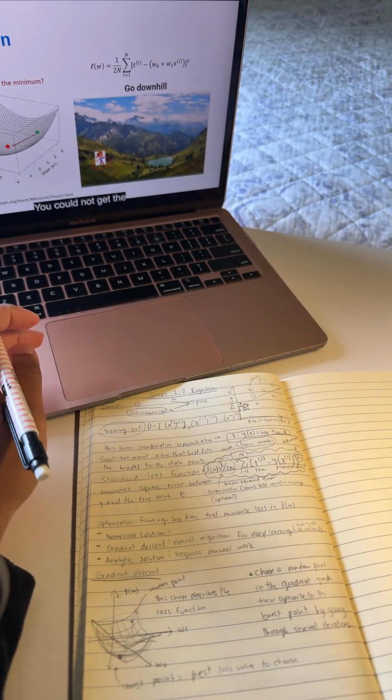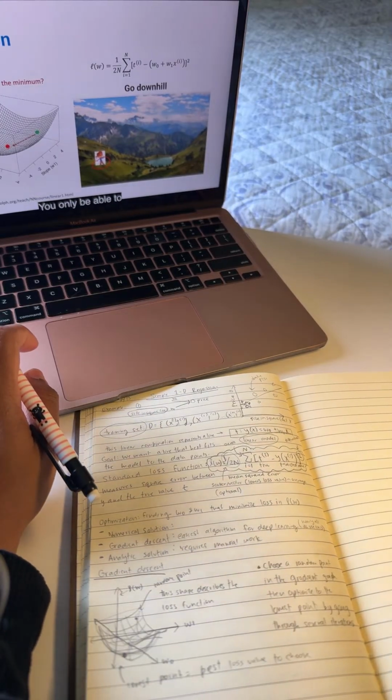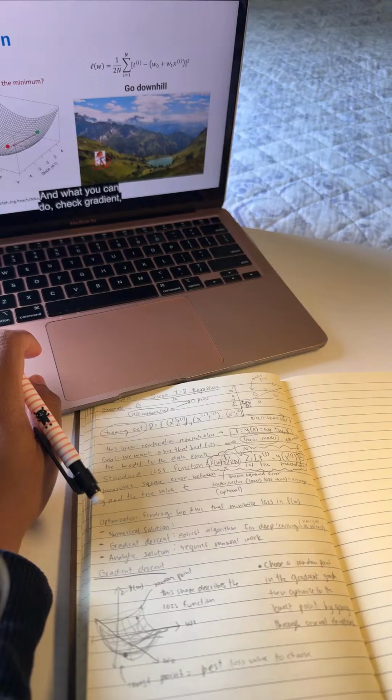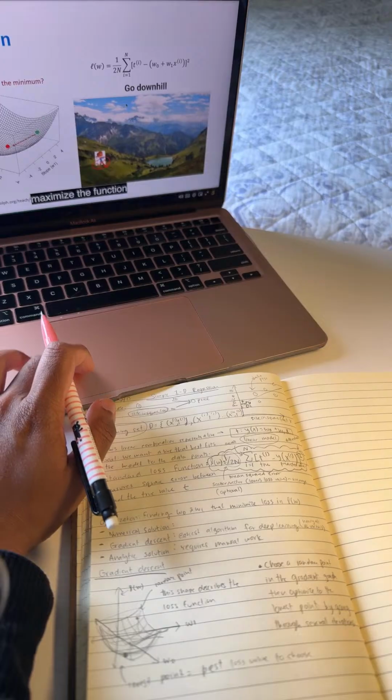You could not get the whole view of the thing. You would only be able to check your small neighborhood. And what you can do is use the gradient. The gradient is a direction that we can make.